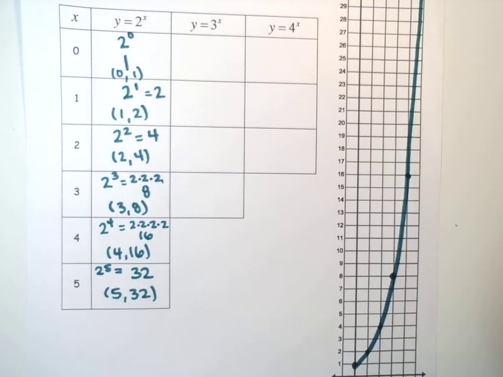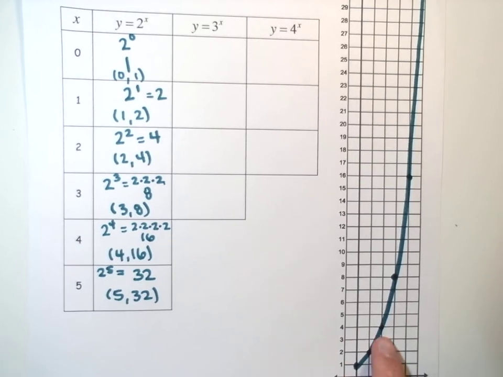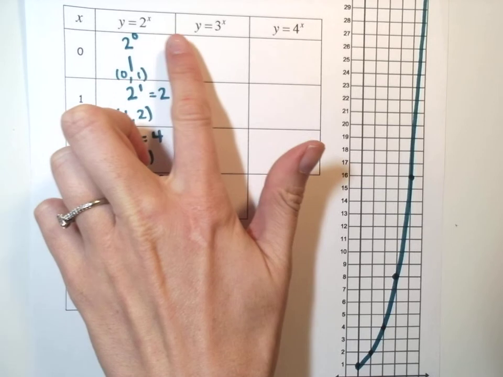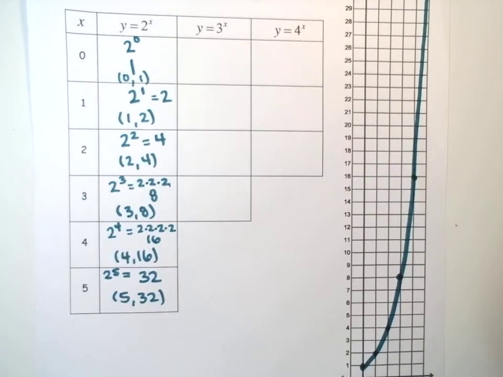So you'll recognize that an exponential graph looks quite a bit different than the linear graphs we've done. Instead of being a straight line, it starts off kind of slow and then starts going straight up really quickly. And so let's see the difference between y equals 2 to the x, 3 to the x, and 4 to the x.